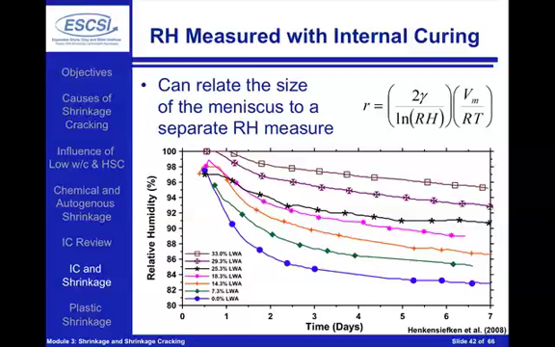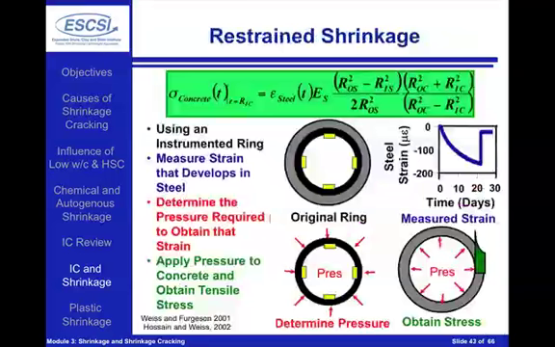So the equation that we see on the top, that's essentially the size of the meniscus, or effectively the size of the pores that are being emptied out. We can see that that's being directly related to the relative humidity. So as we supply more internal curing water, we keep the relative humidity of our concrete higher.